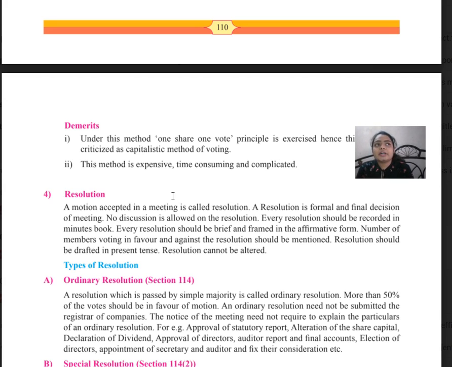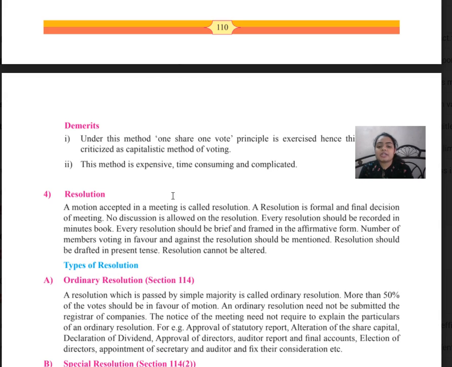Whatever happens, it is taken with the permission of all the shareholders who are present in the meeting. So let us study about resolution and its types. Resolution: a motion accepted in a meeting is called a resolution. A resolution is a formal and final decision of the meeting.